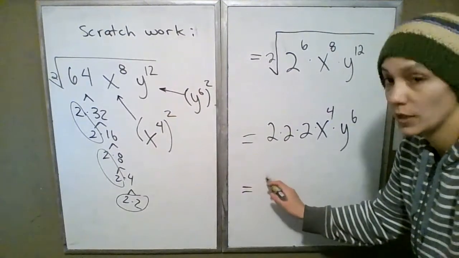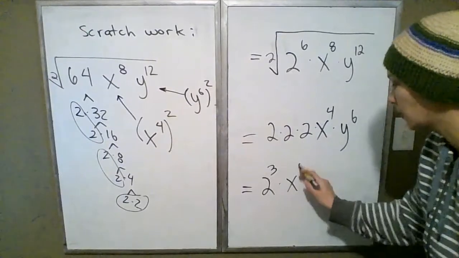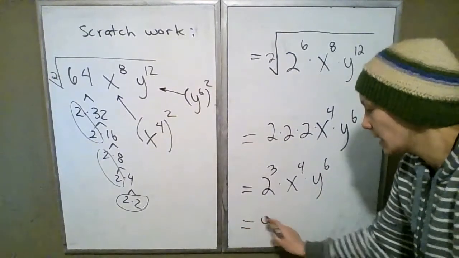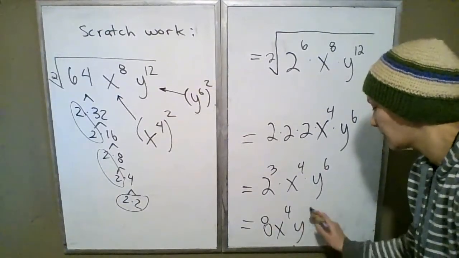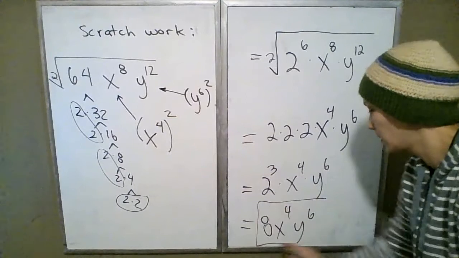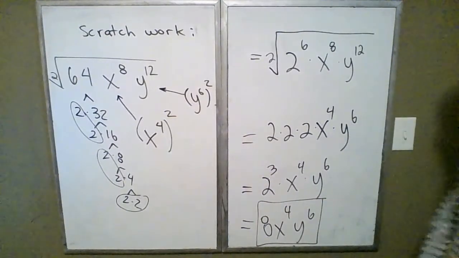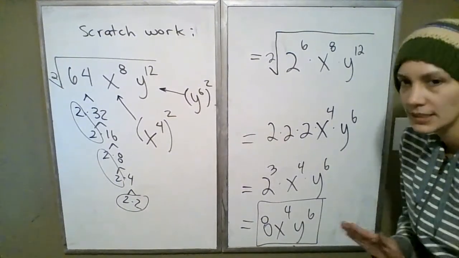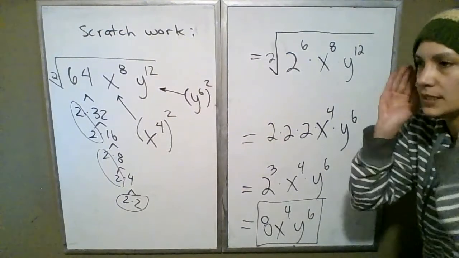Or actually, you know what? We're going to put an extra little part here. 2 cubed, x to the fourth, y to the sixth is 8 x to the fourth y to the sixth. So technically, we're done. We found the answer. I just want to talk about thinking through this in a different way.